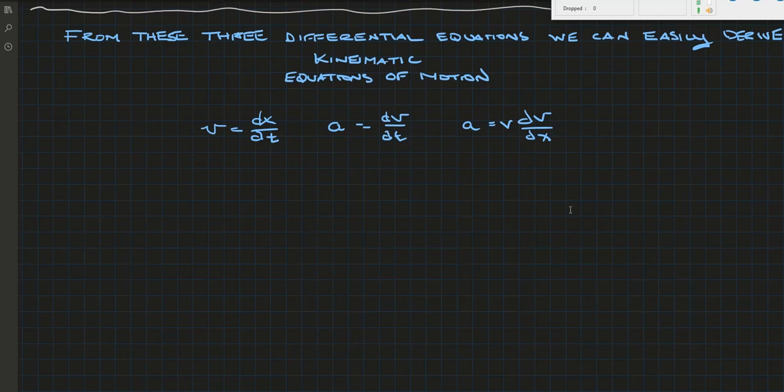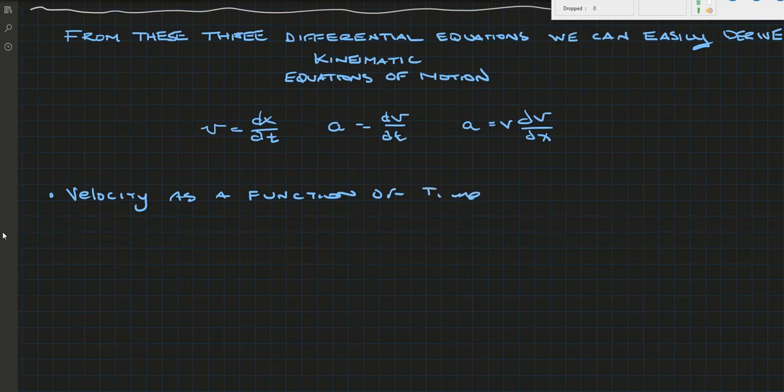So from the three differential equations we derived for velocity and acceleration above, we can use those to derive other kinematic equations of motion. For example, suppose you're in a situation and you need an equation that describes velocity as a function of time.